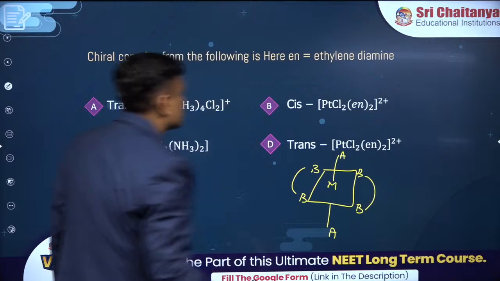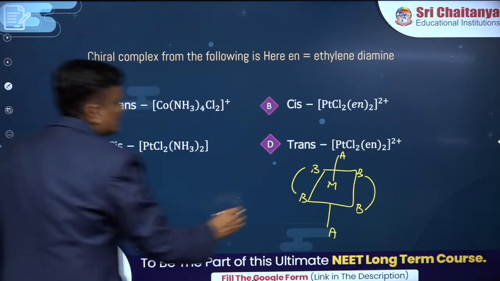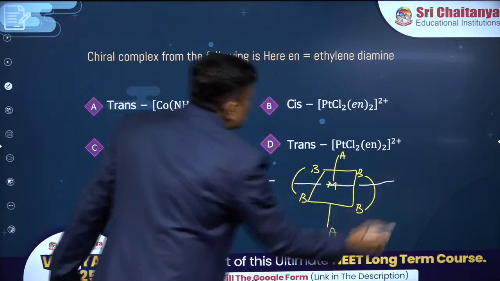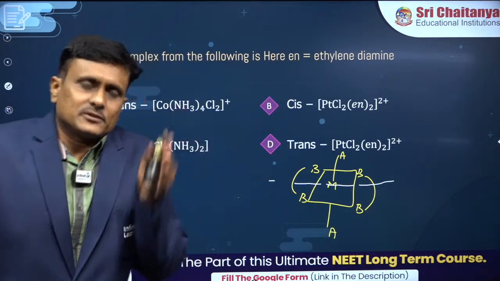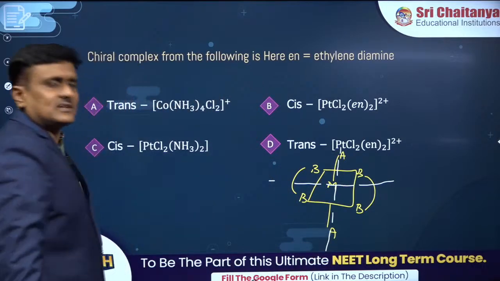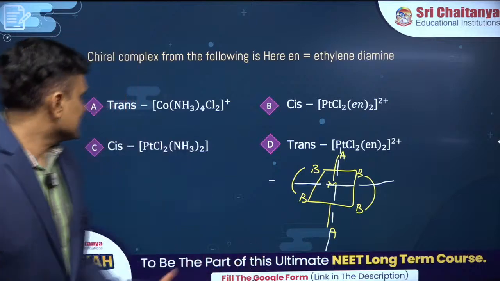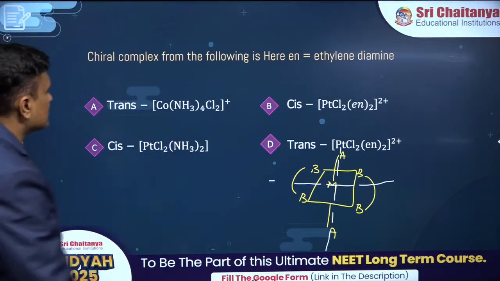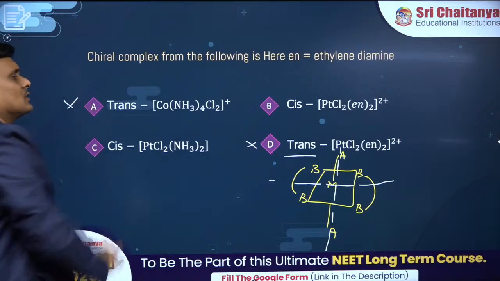Bidentate ligand is present over there. Now see, when you take a trans compound, you can see that there is a symmetry plane which is passing through the molecule, whether you take it horizontally or vertically. So trans compounds are usually achiral. Brilliant, excellent. So trans cannot be the right answer, right? So these two trans are to be first of all ruled out.